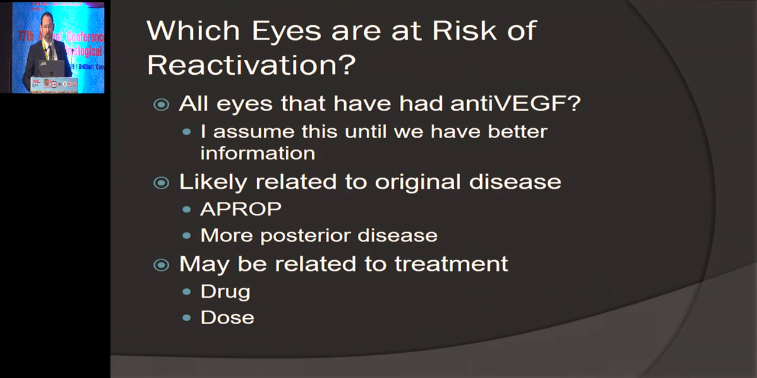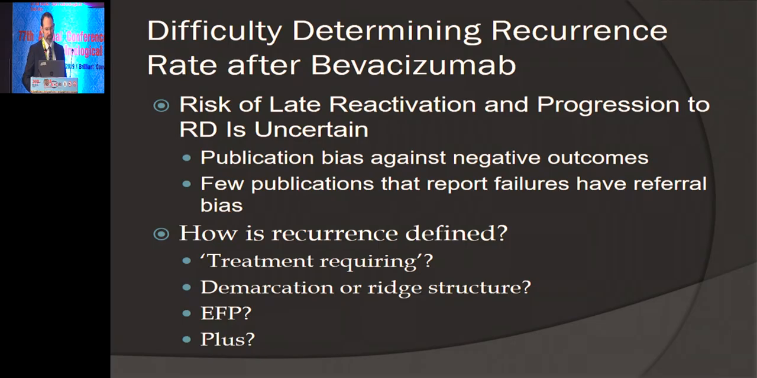So which eyes are at risk for reactivation? I basically assume that all eyes are at risk for reactivation until we have better data on which ones really are likely. It's related to the original disease. More posterior disease has a higher risk of recurrence, and aggressive posterior ROP also has a higher risk of recurrence. The recurrence may also be related to drug or dose choice. It's difficult to determine the rate of recurrence after bevacizumab. There's a publication bias against negative outcomes. Many studies only publish their successes, but not the number of cases that had detachment.